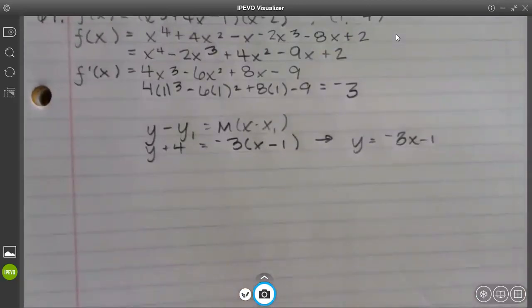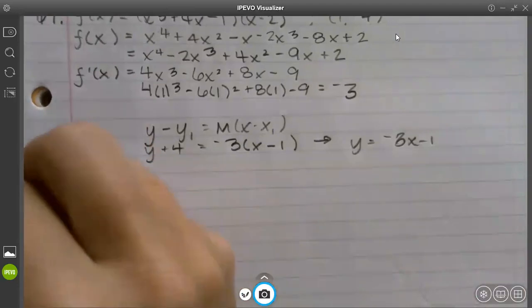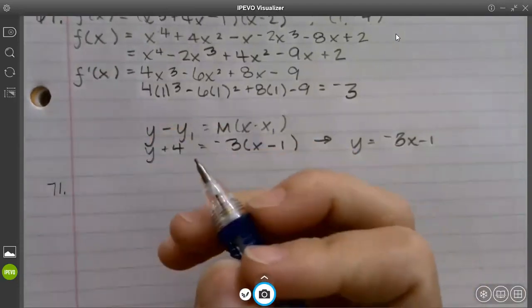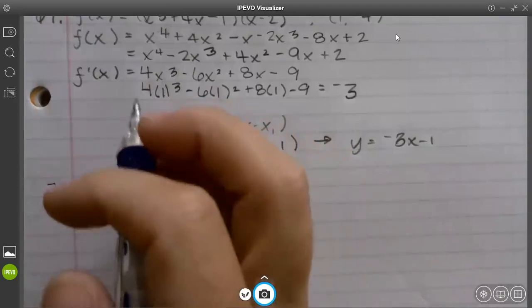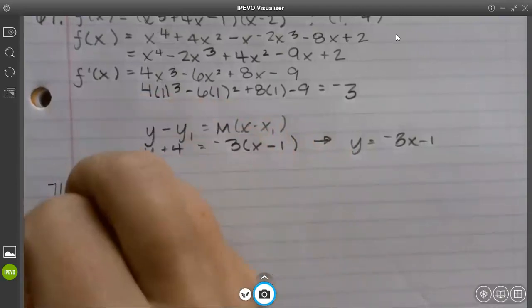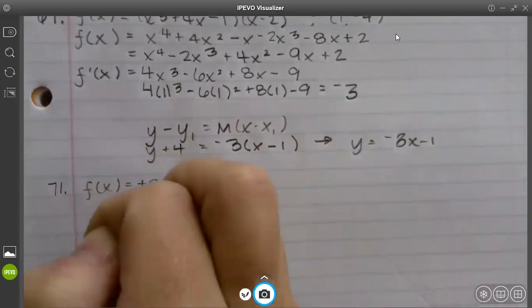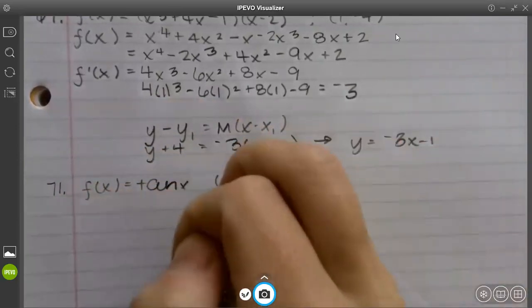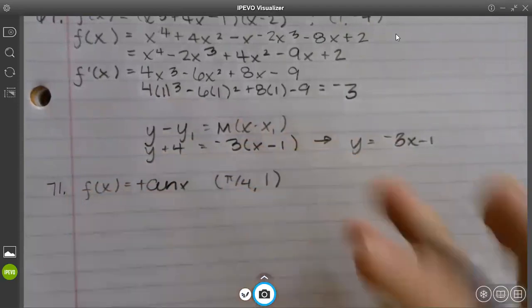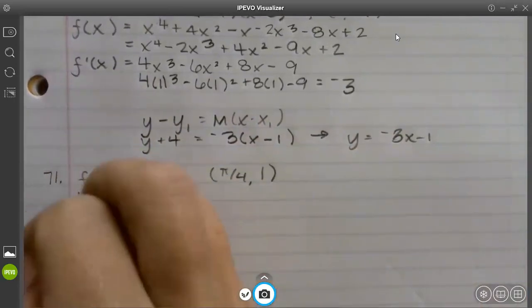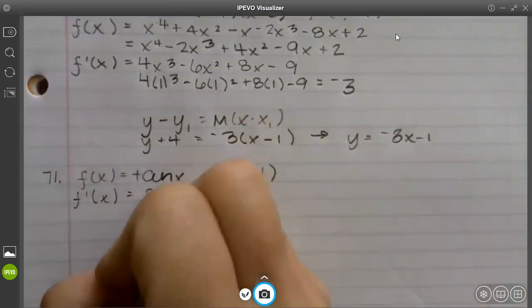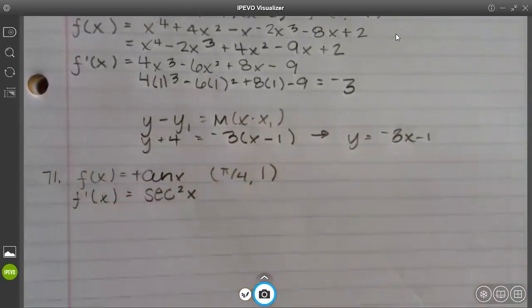Right. 71. There may be a couple that I skip on here just to throw that out there. F of x equals tan x. This is a quick one. Pi over 4 and 1. This is one of those that I would just leave in point slope form. Sorry. What's your derivative of tan? Secant squared x.